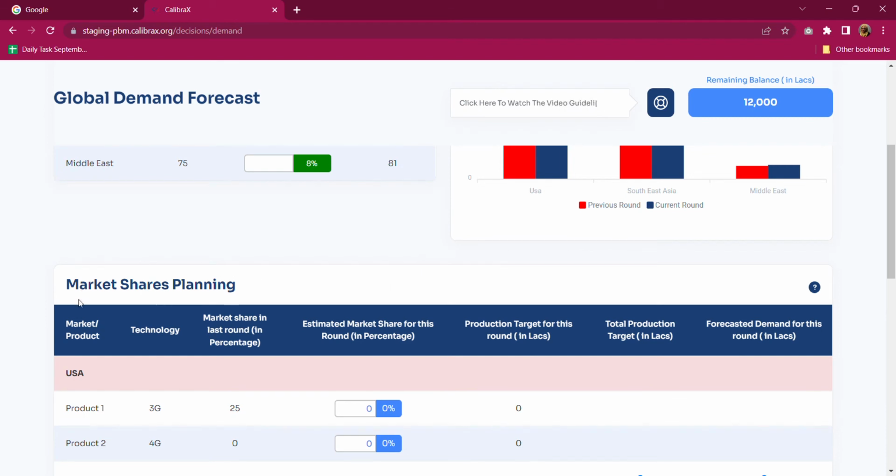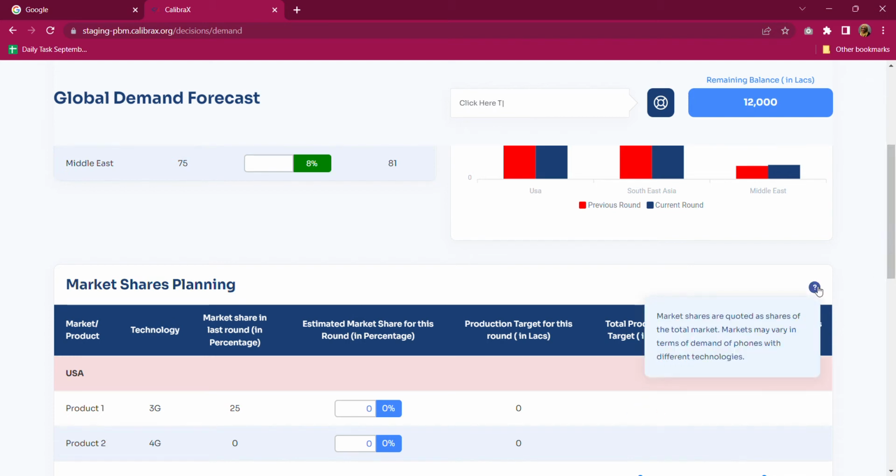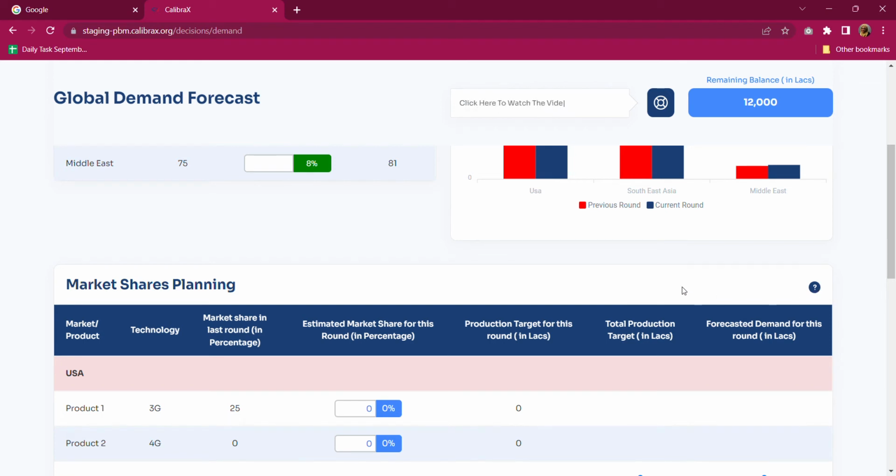Coming to the market share planning. Here we can see there is a question mark. Here we have a small overview of what market share planning is. Market shares are quoted as shares of the total market. Markets may vary in terms of demand of phones with different technologies. You will find a small overview all over the system to make you understand more clearly.